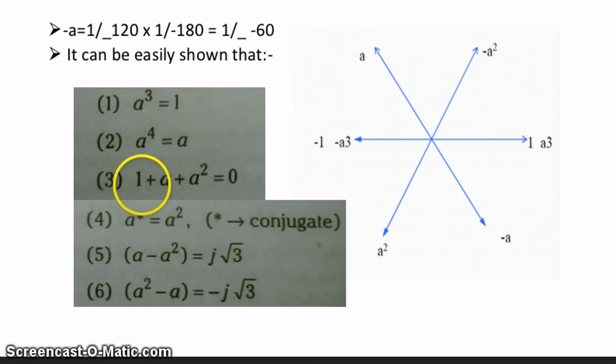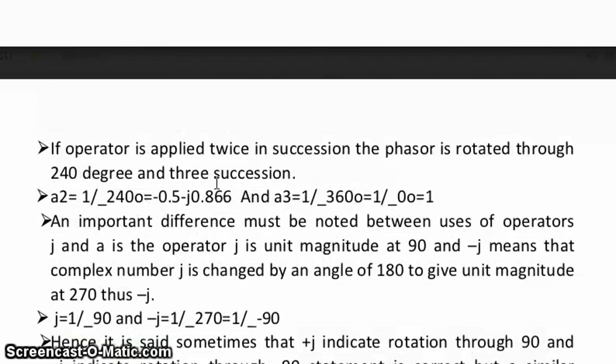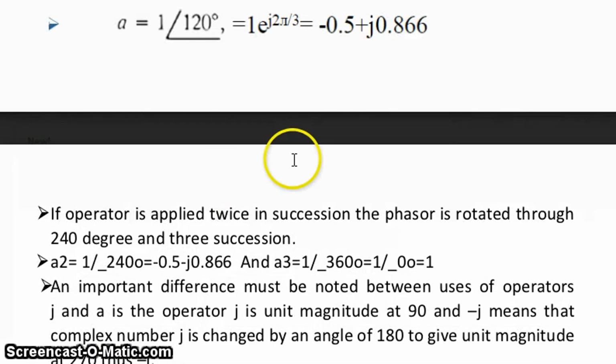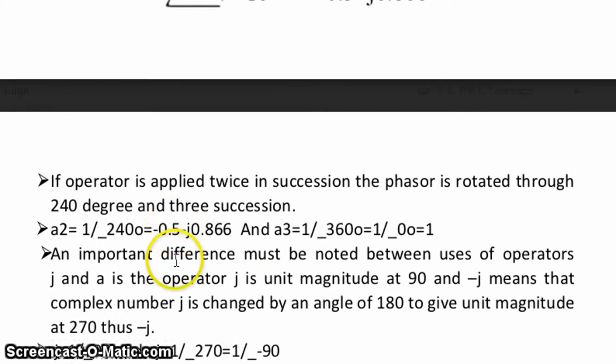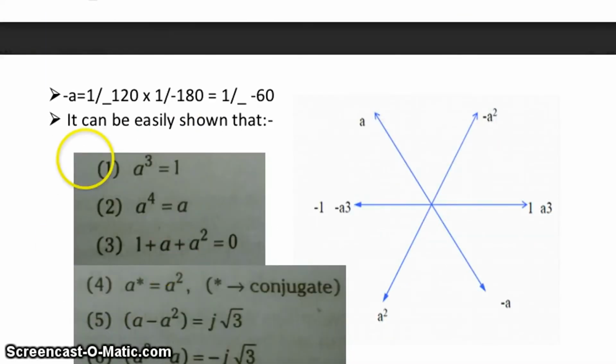Now 1 plus a square, how much will it be? We should see what the complex form was. The complex form for a was minus 0.5 plus j 0.866. For a square, it was minus 0.5 minus j 0.866. So if we add a plus a square, the imaginary parts will cancel, and minus 0.5 minus 0.5 will become minus 1, which when added with plus 1 gives you the value of 0.